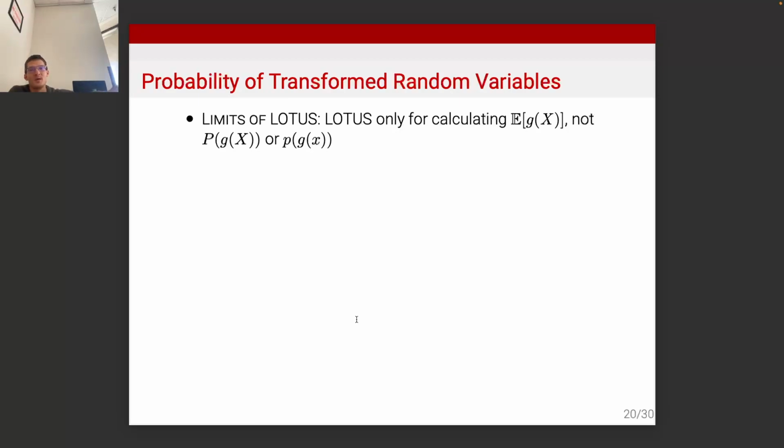So p_Y of y, that's just the PDF of the random variable Y. And remember, Y is just the transformation of the random variable that we have called X. And we're basically saying the probability density that Y takes on some value is just equal to the probability density that g inverse of y takes on some value according to the original thing.